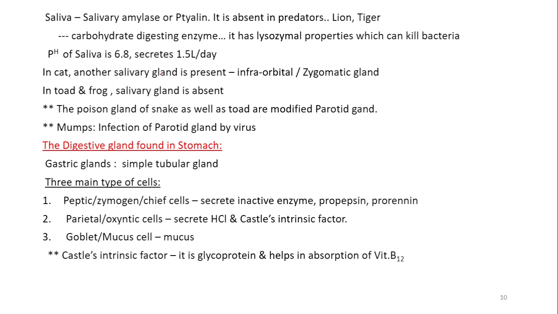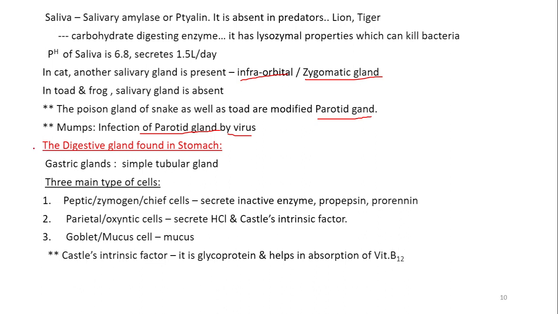In cat, another salivary gland is present, that is the infraorbital or zygomatic gland. In toad and frog, salivary gland is absent. The poison gland of the snake as well as toad are modified parotid glands. Mumps. It is the infection of parotid gland by the virus.